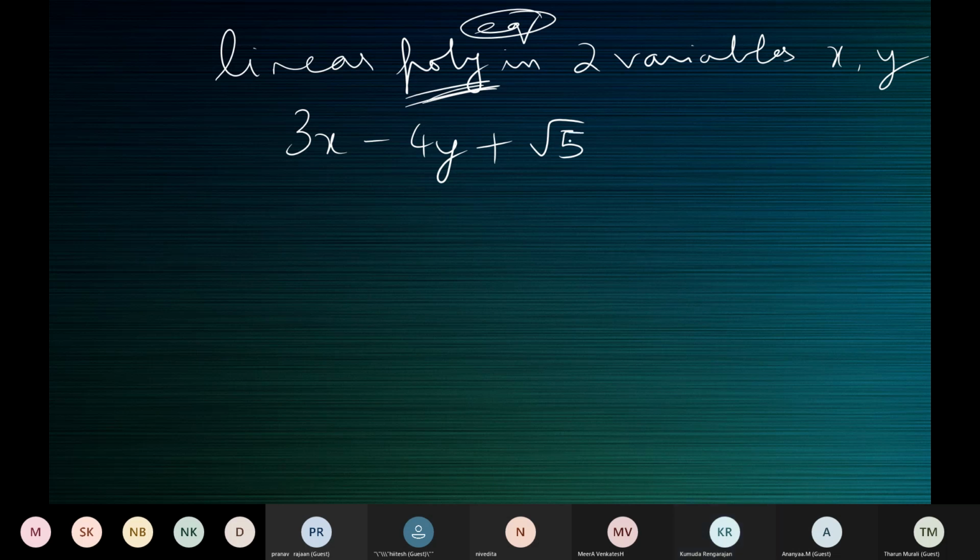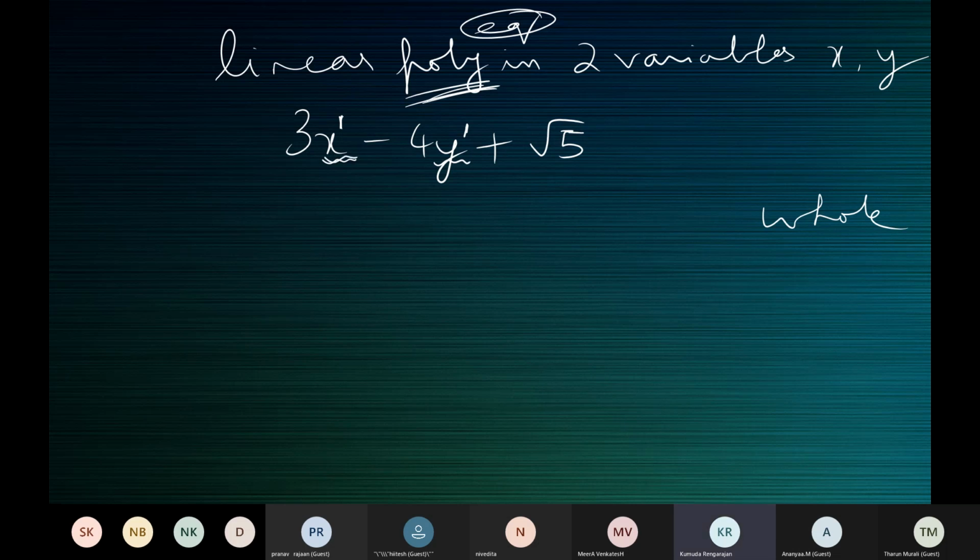Now, how is this an example of a linear polynomial? It is a linear polynomial because it's first a polynomial. This is the variable with a whole number power. This is a variable with a whole number power. So it's a polynomial. The powers are whole numbers. You know what whole numbers mean? I've used that term so many times in the class. I hope it's clear.